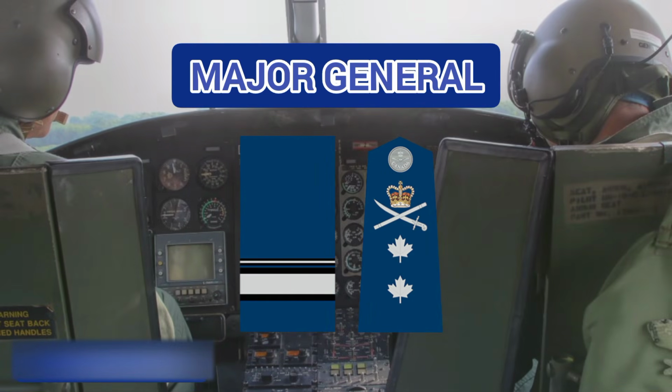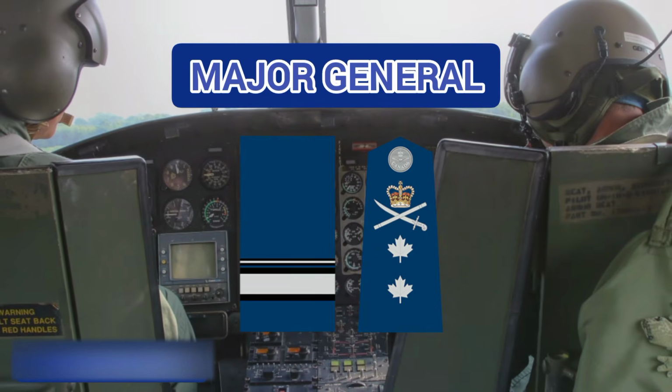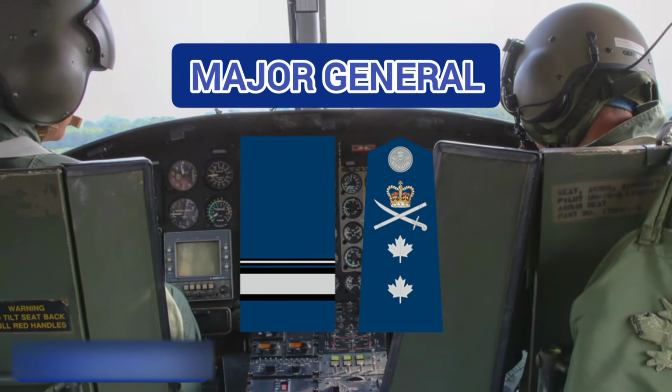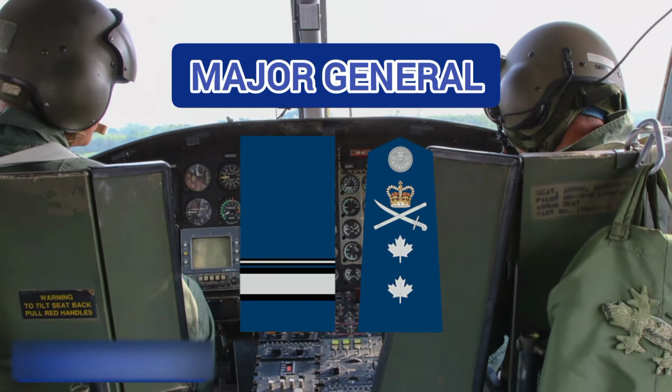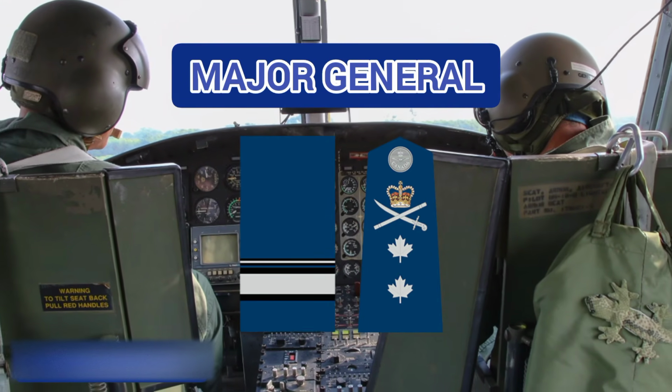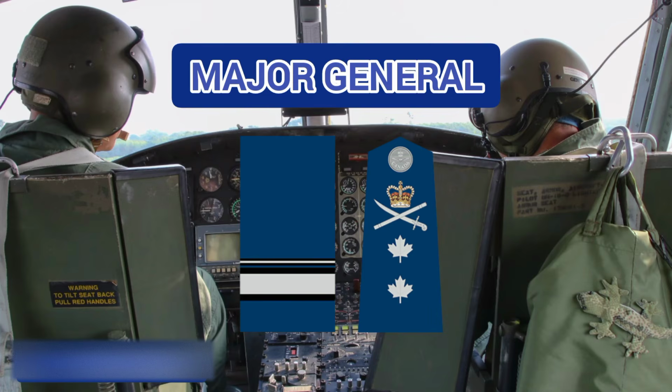The rank insignia for a Major General in the Royal Canadian Air Force is a wide braid below a single narrow braid on the cuff of the dress uniform, as well as a shoulder board insignia, with 2 maple leaves beneath a crossed sabre and baton, all surmounted by the St. Edward's crown.